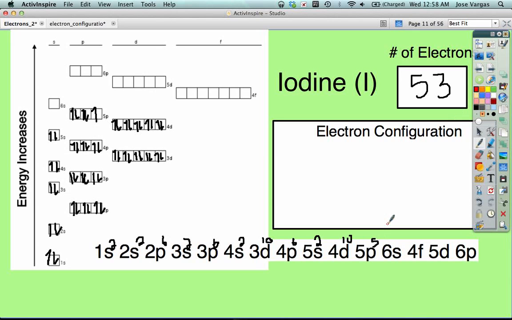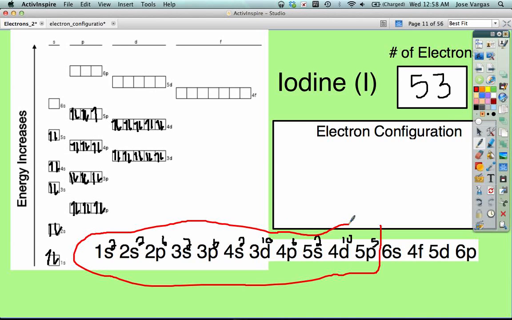So this one right here is the electron configuration for iodine. It's going to tell you where your electrons are located. We're going to see this in more detail in a little bit.